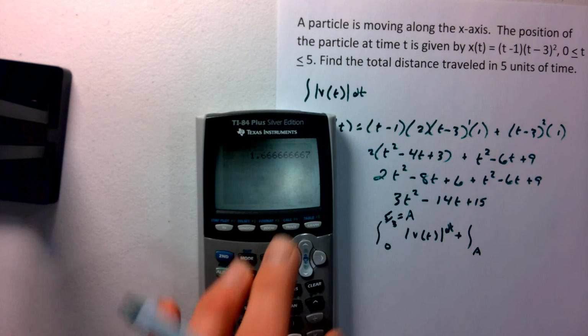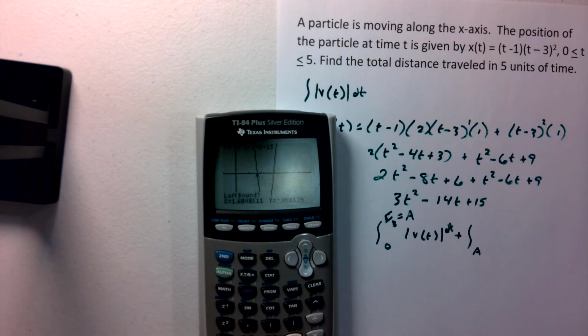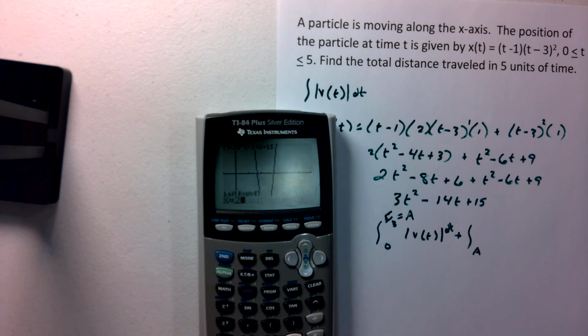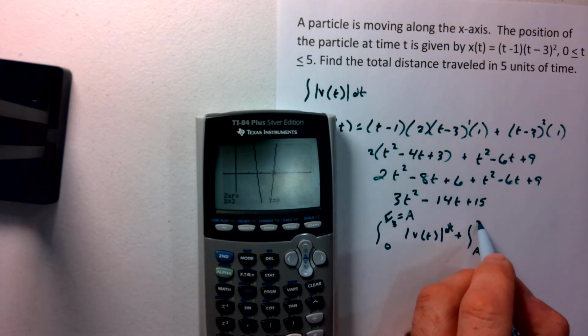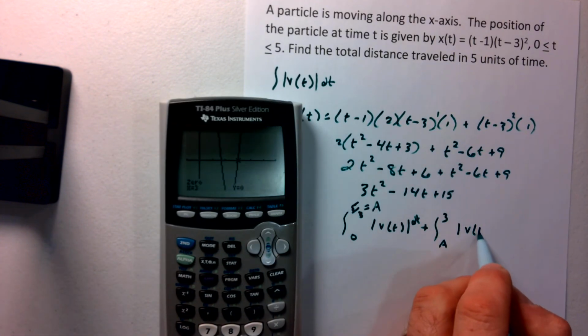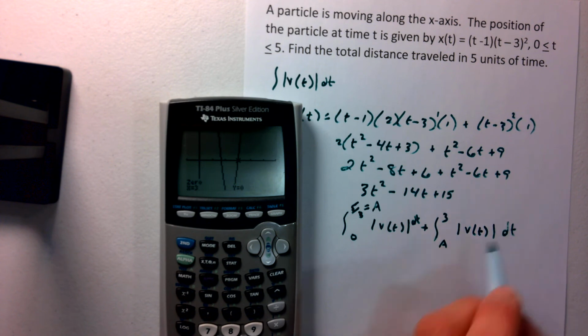Again, we're going to go back to our zeros, and we'll continue on our path here. It looks like it's about 3. So I'm going to go 2 to maybe 4, and it does end up at 3. And then again, my absolute value of the velocity function, dt.